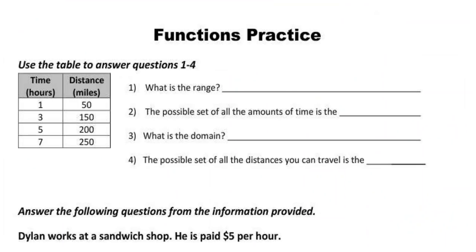All right, so let's go through some of these questions together, and then some of them I'm going to set you loose on. So it says use a table to answer questions 1 through 4. So what is the range? Usually when you're looking at these, the first column is always your x, the second column is your y. So the range is just all the numbers in the y value. So it's going to be 50, 150, 200, and 250.